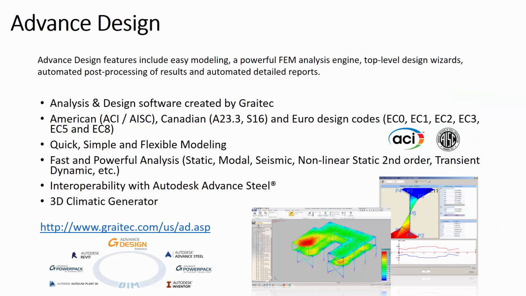Advanced Design is an analysis and design software created by GRAITEC, which includes international design codes, such as American, Canadian, and Eurocode design. It is quick, simple, and flexible to use for modeling, and includes fast and powerful analysis. It is also interoperable with Autodesk Advanced Steel, making it part of a full BIM solution. It also has the capability of creating 3D climatic loads with its generator. In this presentation, we will visit Advanced Design and check out all its neat features.